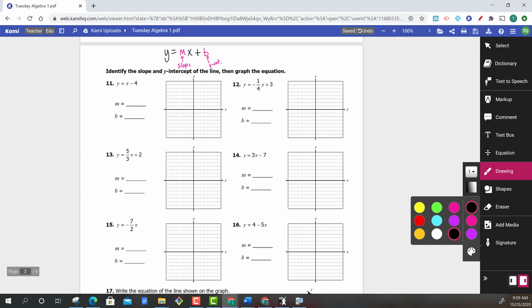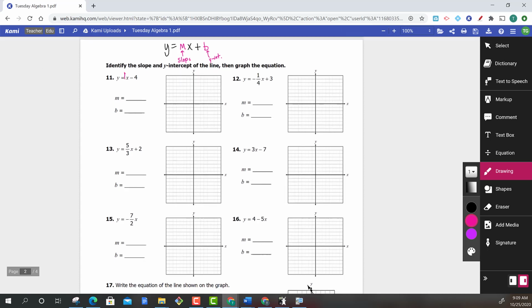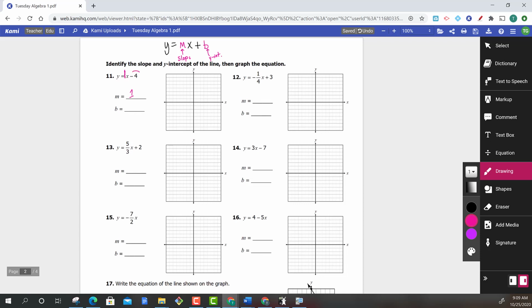So it's pretty straightforward. The slope is just the number in front of the x variable. So in number 11, there's not a number, but remember there's an assumed 1. And then the y-intercept is just the b value tacked on at the end. So it's the point 0, -4.